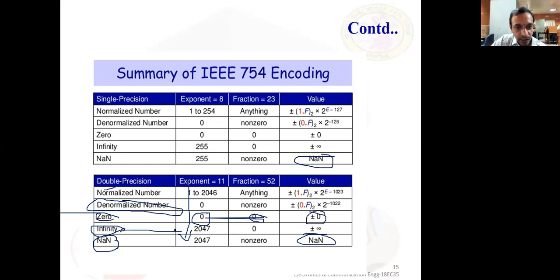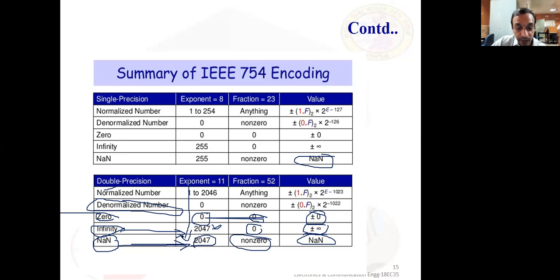How do you represent infinity? The exponent is maximum, 2047. I showed, no, minus 1024 to 1023 plus 1024, that one. So infinity means all exponent is the maximum, but fractional part is 0 and sign can be plus or minus, so it is plus or minus infinity. Okay, then NaN, not a number. The exponent is maximum, but the fractional part is non-zero. Okay, so there's a difference here.